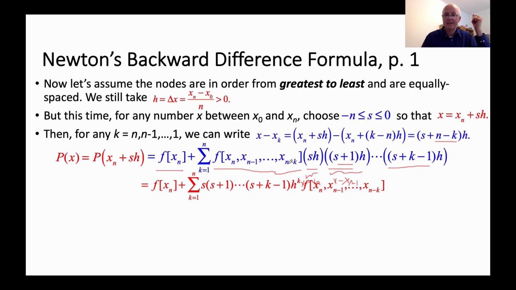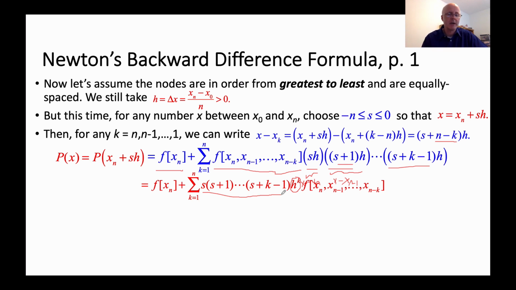You can simplify this. There are, once again, k factors of h. You can write an h to the k here. And you have s times s plus 1 times s plus 2 times s plus 3, etc. through s plus k minus 1. You can write that here. Can this be written in terms of binomial coefficients? It doesn't seem like it at first because you're not subtracting 1 each time, you're adding 1 each time.